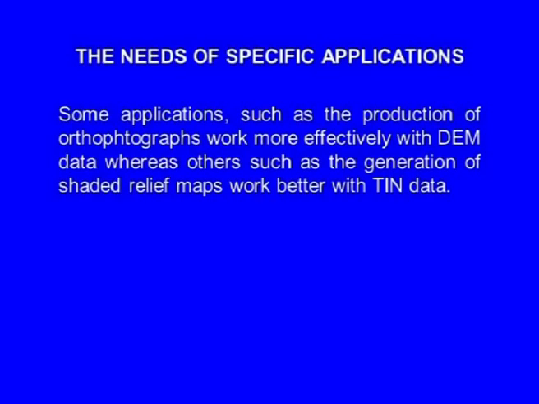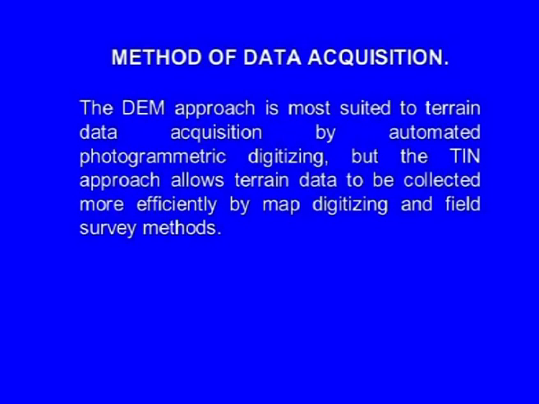The next is the needs of the specific applications. Some applications, such as the production of orthophotographs, work more effectively with DEM data, whereas others, such as the generation of shaded relief maps, work better with the TIN data. The fourth consideration is the method of data acquisition. The DEM approach is more suited to terrain data acquisition by automated photogrammetric digitization, but the TIN approach allows terrain data to be collected more effectively by map digitization and field surveying methods.